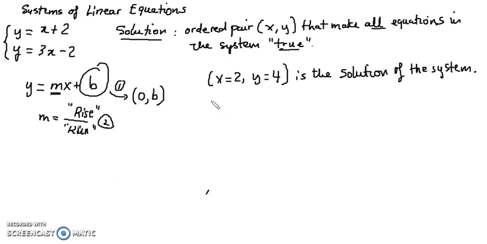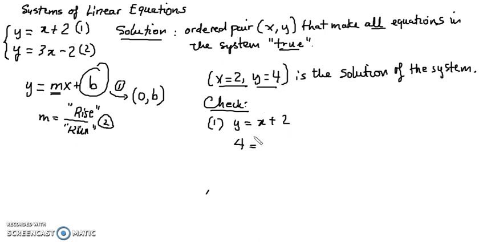Now you need to check this. Checking is pretty easy. You need to check both equations. Let's name this equation 1 and this equation 2. You just have to plug in x equal to 2, y equal to 4 into each. Let's check with equation 1: y equal to x plus 2. With y equal to 4 and x equal to 2, we have 4 equal to 2 plus 2, so 4 equal to 4. This is true.